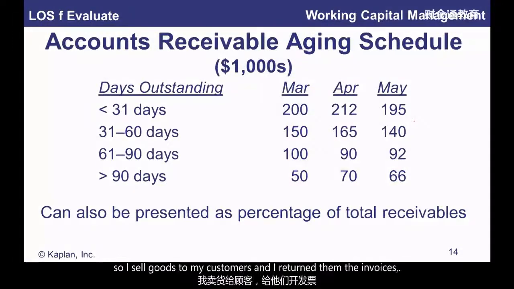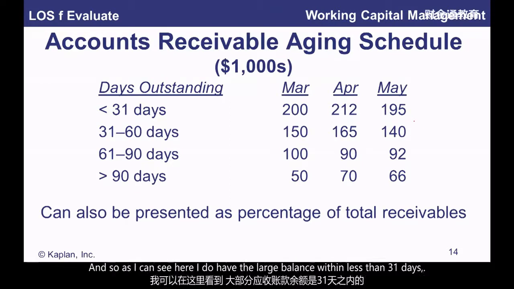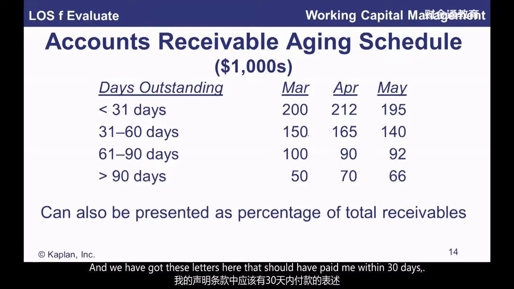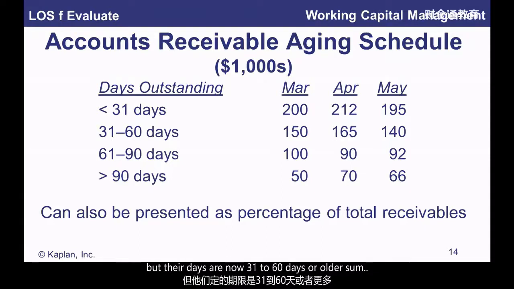So let's say my credit terms are 30 days. I sell goods to my customers, send them an invoice, and give them 30 days to pay me. Then I would expect the majority of my accounts receivable to be less than 31 days old. As I can see here, I do have the largest balance within less than 31 days, so that's good. And then we've got these debtors here that should have paid me within 30 days, but their debt is now 31 to 60 days old.